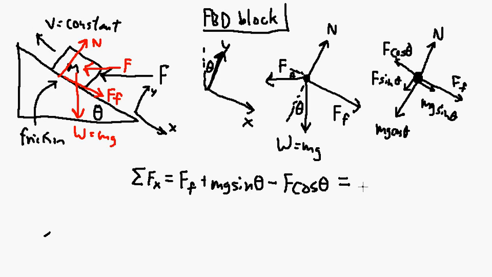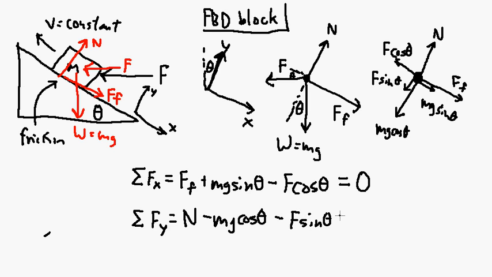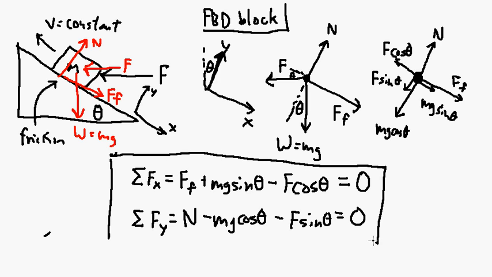Sum of forces in the y direction. Well, I got the normal force up. You've got minus mg cosine theta going down, and then you've got minus F sine theta, because F sine theta is going down, and that also equals 0. Boom, boom. Put a bow on it, send it to grandma, because it's done. And that is what I'm going to do for that. I might come back and do one more even trickier example later on, but there you go. That should help you.